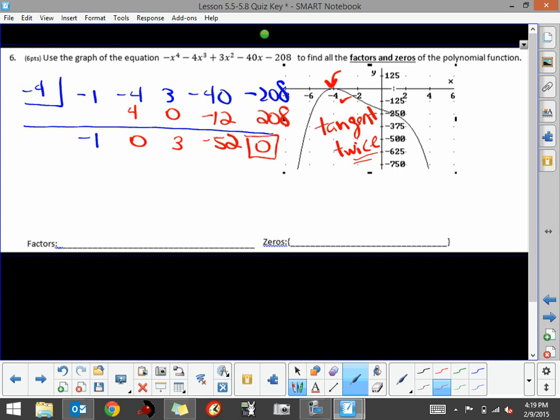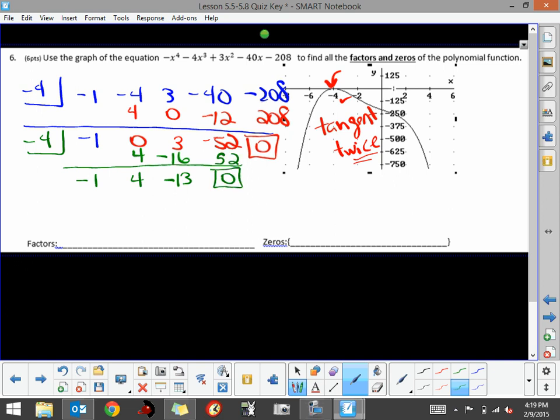But -4 is a solution multiple times. It's a solution one more time, so we use it in our synthetic division twice. That point of tangency tells you to go twice with the same number. So drop down your -1. -4 times -1 is a +4. Added is a 4. -4 times 4 is -16. Add together, it's a -13. -4 times -13 is +52, and you get a remainder of 0.